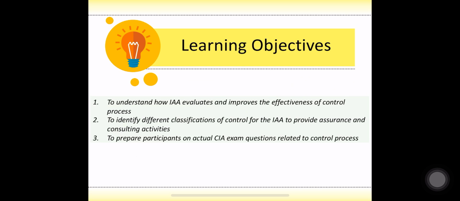And then lastly, the same way, I will be sharing with you some CIA questions. Some are actual CIA questions, some are not. But what I'm going to focus on is how we can explain bakit ito yung tamang sagot, and then I'll give you tips as well. Okay?